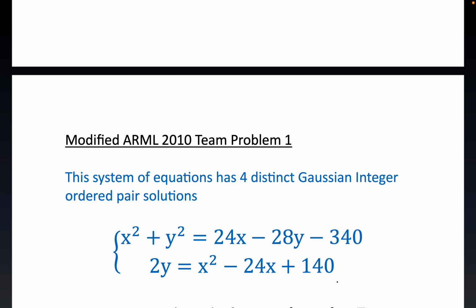We have a system of equations where a natural substitution doesn't really work out very nicely. Notice right here, if you try to get y isolated, you would end up with x squared minus 24x plus 140, all over 2. All right, and so this looks natural. It's what you might try.